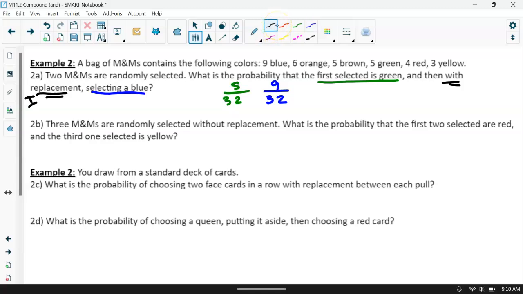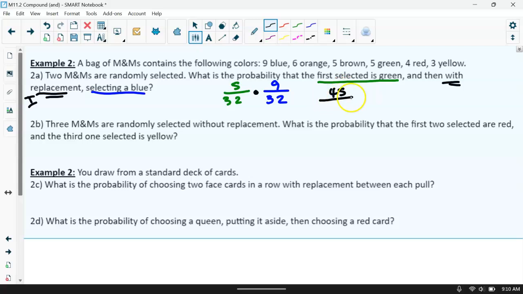Now, because this is a compound situation, not like an OR situation where we're going to combine them, we are going to multiply them. So here, multiply your fractions, and you should get 45 out of 1,024. Here, I'll go over the next one.